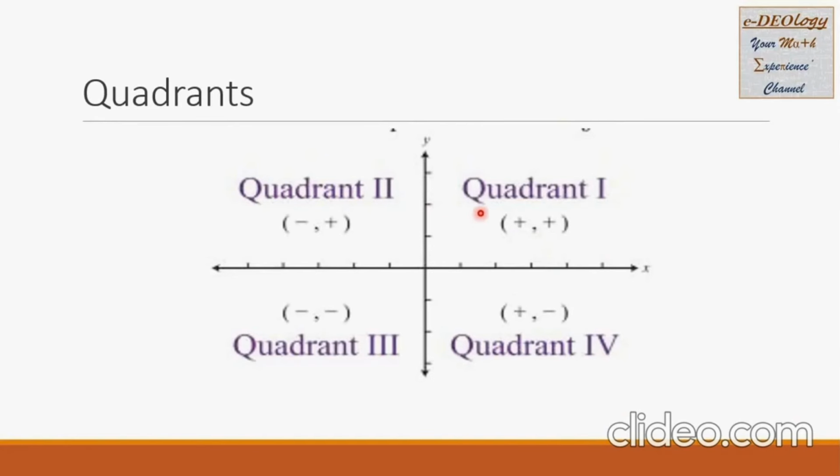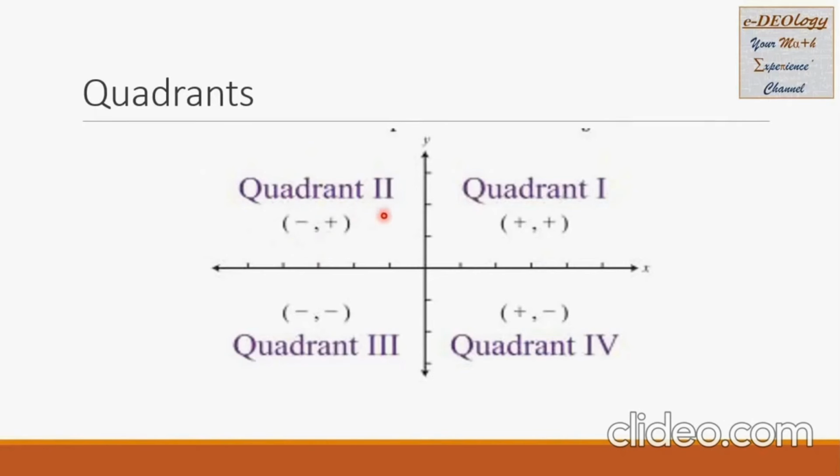On the left side of the first quadrant is the second quadrant. All the points that you will see on the second quadrant have ordered pairs that have negative x-coordinate and positive y-coordinate.